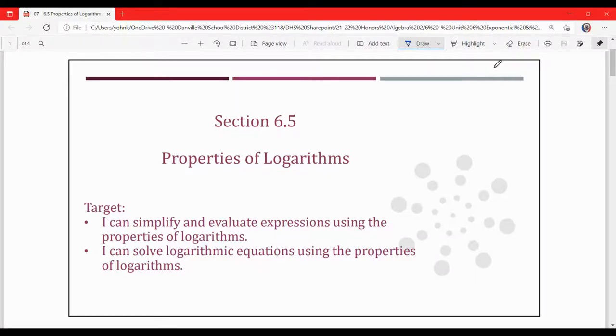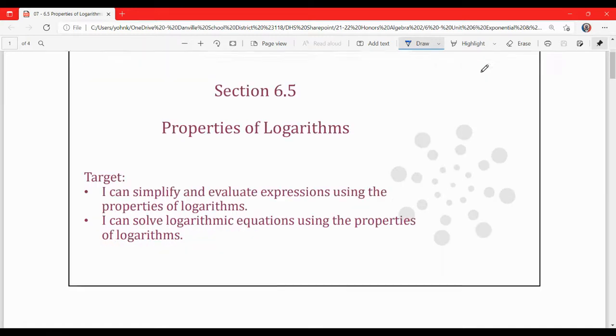Hey kids, welcome to section 6.5, properties of logarithms. Today we're going to learn how to simplify and evaluate expressions using the properties of logarithms and how to solve logarithmic equations using the properties.